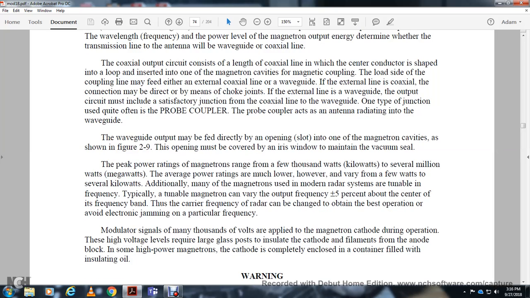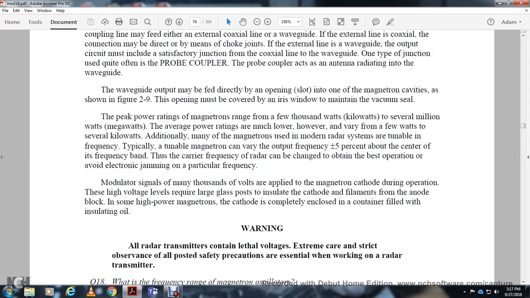The peak power rating for magnetrons ranges from a few thousand watts to several million watts, or megawatts. The average power rating is much lower, however, from a very few watts to several kilowatts. Additionally, many magnetrons in modern radar systems are tunable in frequency. A typical tunable magnetron can vary its output frequency by plus or minus 5% about the center of the frequency band. Thus the radar frequency can be changed to obtain the best operation and to avoid electronic jamming of a particular frequency.